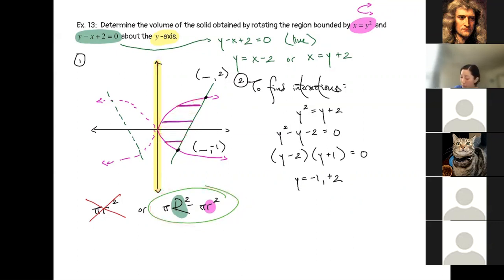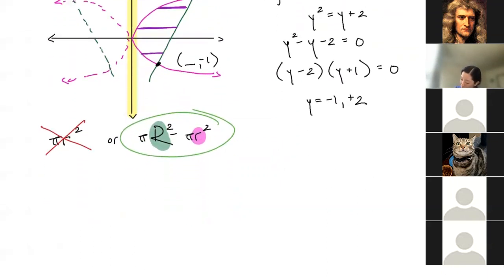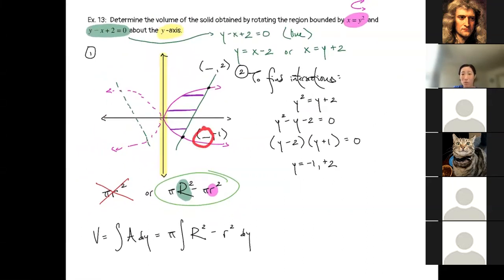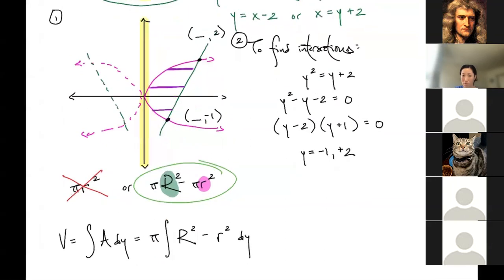Now, with this method, if we are stacking along an axis, that axis tells us whether we should be dy or dx. So in this case, because we are stacking up the y-axis, we're going to say dy. So volume equals the integral of area dy. I'm going to go ahead and pull the pi out into the front of big R squared minus little r squared dy. And since we're dy, you can find that x value if you want to, but I actually don't care what it is. I want to know what the y value is, because that -1 is going to go right down here. And then that +2 that we found will be our top bound. So -1 on the bottom, +2 on the top.